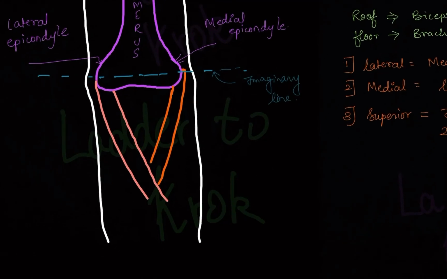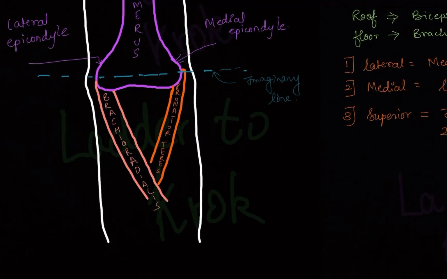I have drawn the muscles. On the lateral side, you have brachioradialis. Fine. How you can remember this? On the lateral side of our hand, which bone do you have? You have radius bone. So the muscle is, we're talking about the arm, so brachioradialis, okay? On the medial side, you have pronator teres.